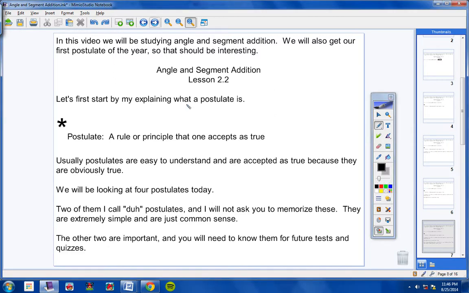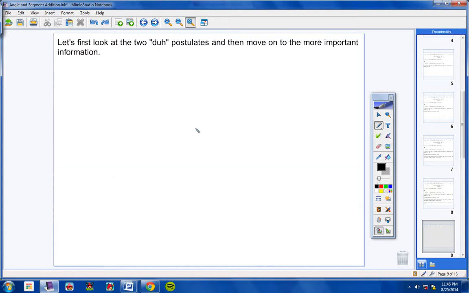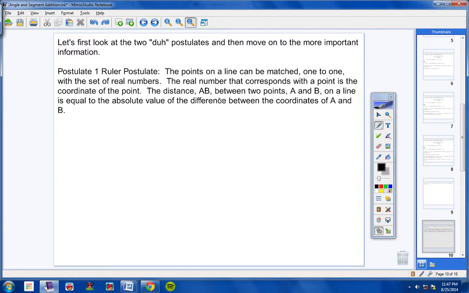Okay, so let's continue on. The other 2 are important, and as I mentioned a second ago, you will need to know them for future tests and quizzes, okay? Let's first look at the 2 duh postulates and then move on to the 2 more important ones. So do not write this in your notes, just listen to it. Let me explain to you what it's saying, and then we're going to move on.